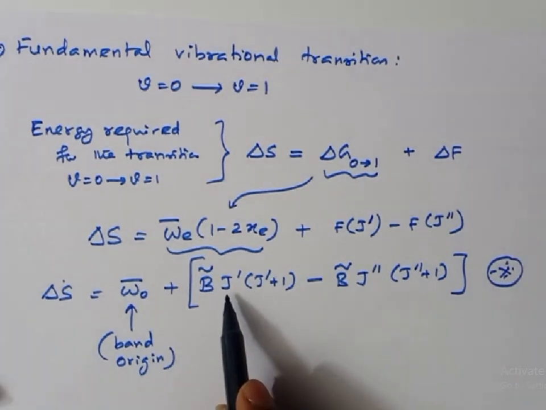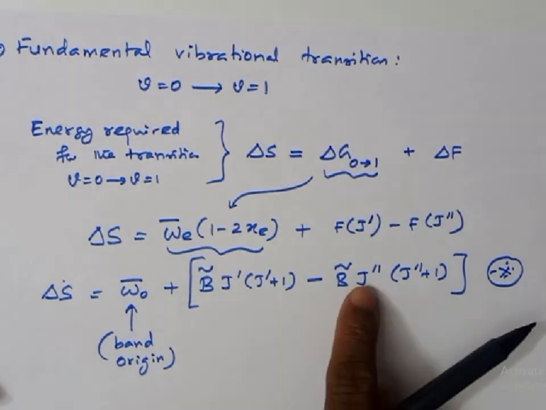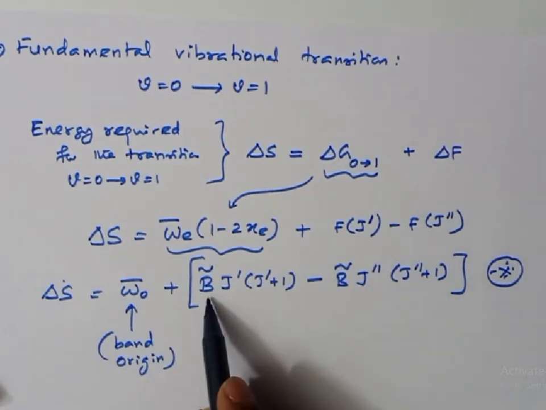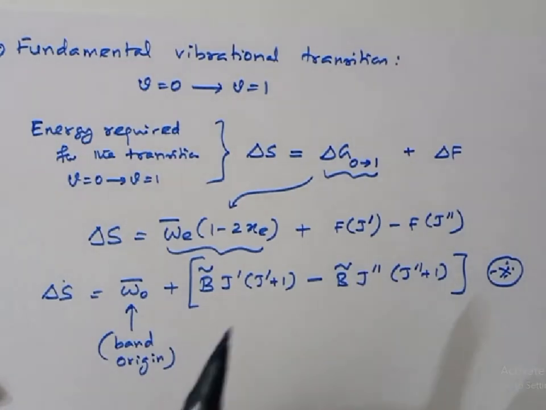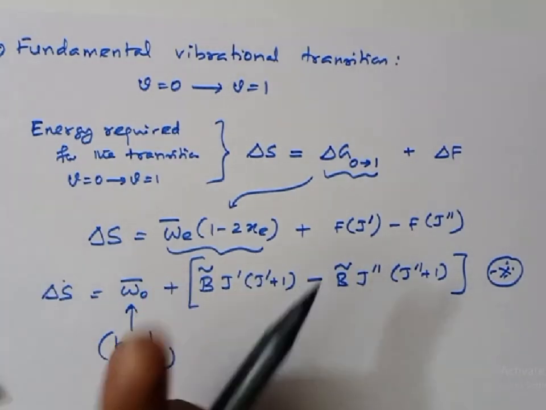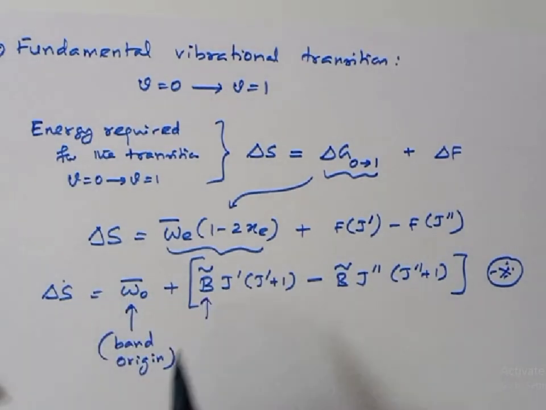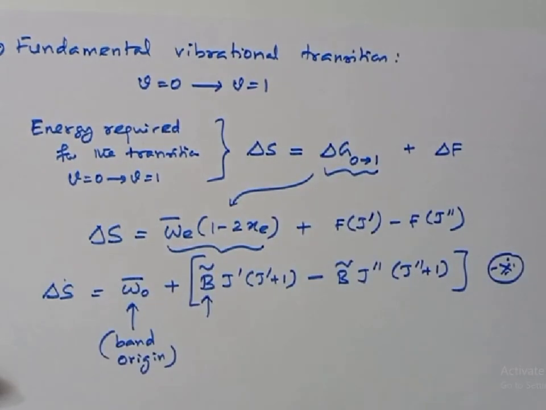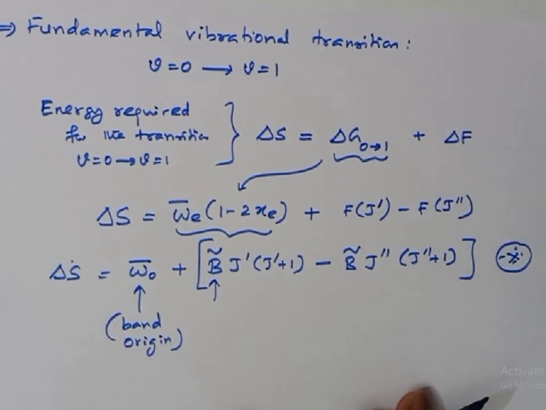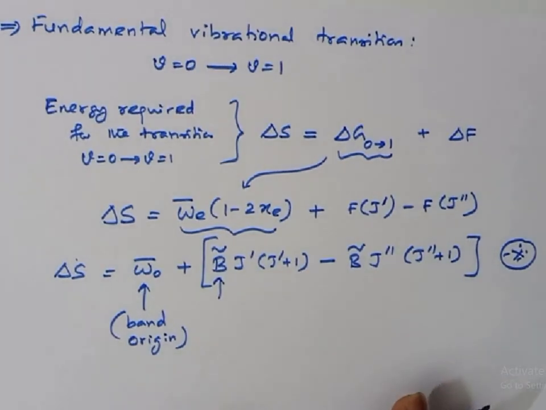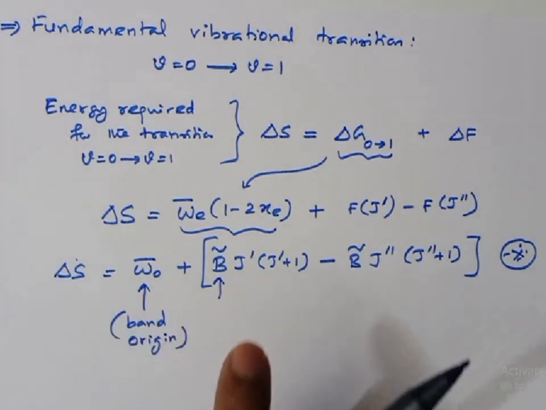Here, students, observe carefully, J prime is the final rotational state, J double prime is the initial rotational state, and B is the rotational constant. If rotation and vibration are non-interacting, then B is a constant for all vibrational states. Keep that point in mind. As we go along, I'll give more information about that. Students, so far, any doubt? No, sir. Okay, right.